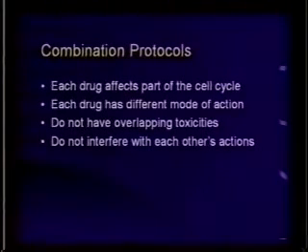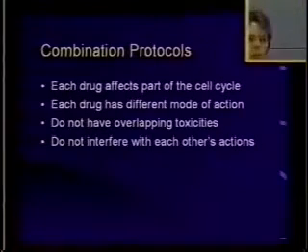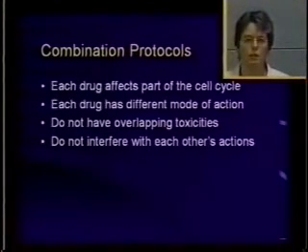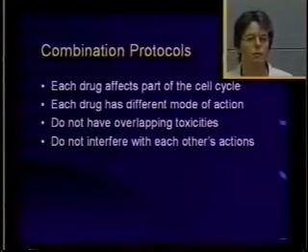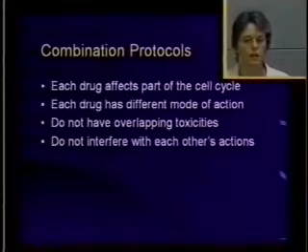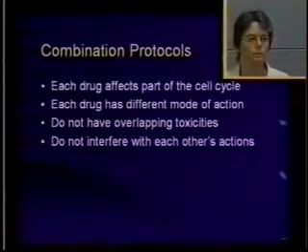Most of the time when we do chemotherapy, we treat with what we call combination protocols. So we use more than one drug, and we do it in various cycles. When we put a combination protocol together, there are a number of principles that we use when we design those protocols. One is that each drug obviously must affect part of the cell cycle, because that is how the chemotherapy drugs work. Each drug should also have a different mode of action, because we don't necessarily want to treat them with drugs that act in the same way, similarly to not using antibiotics that affect the same types of bacteria.